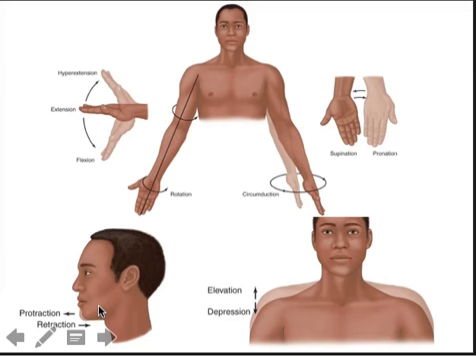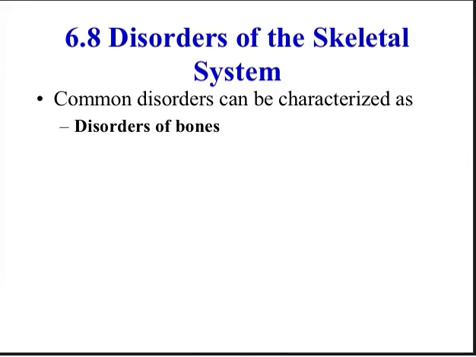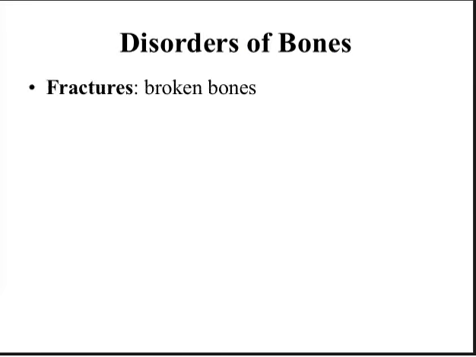And then the last thing that we want to touch on are disorders of the skeletal system. They can be characterized as disorders of the bones or joints. Orthopedics is the branch of medicine that specializes in treating skeletal disease and abnormalities.